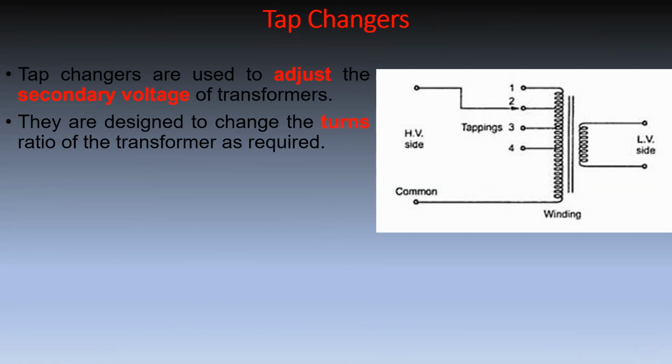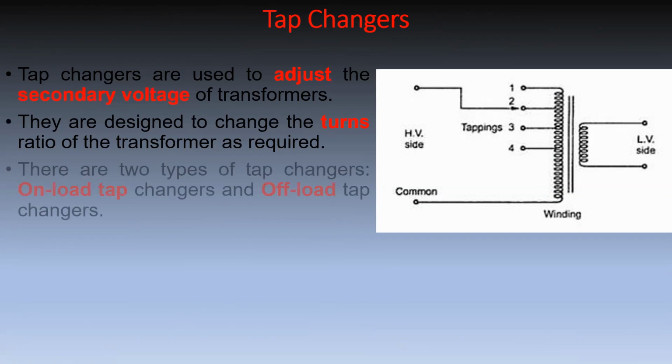We cannot build in many transformers every time to get many output voltages. That is not economical. So we can use a tap changing system and easily change the tap. The windings will be added or reduced according to the required output voltage. There are two types of tap changers: on load tap changers and off load tap changers.